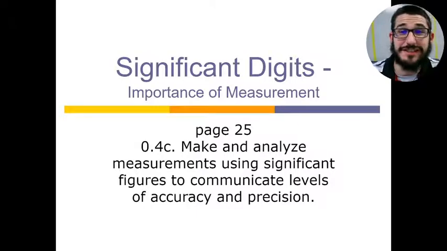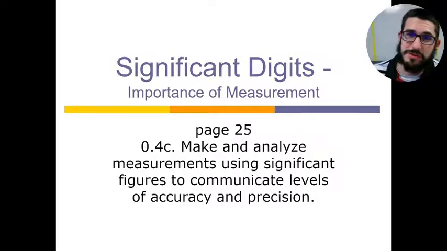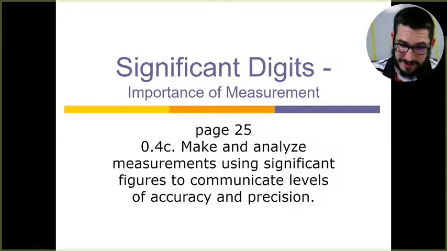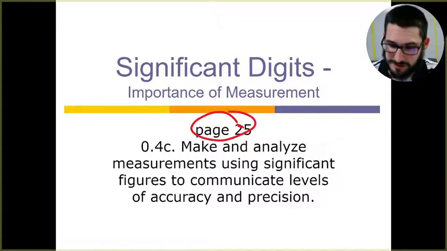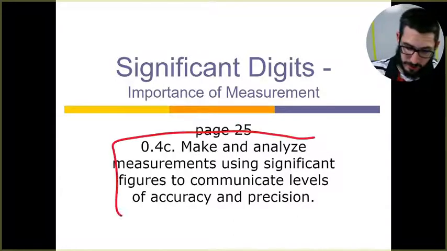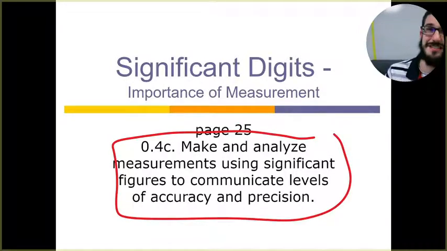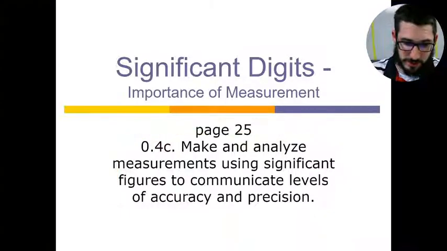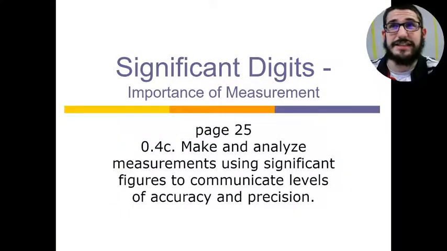All right, so we've got significant digits. We're looking at importance of measurement first. So the next three videos are going to be all on significant digits and measurements, page 25. So you guys are going to be on 25 for this one. Objective point 4C, we're going to make and analyze measurements using significant digits to communicate accuracy and precision. So that's our goal with this significant digits.